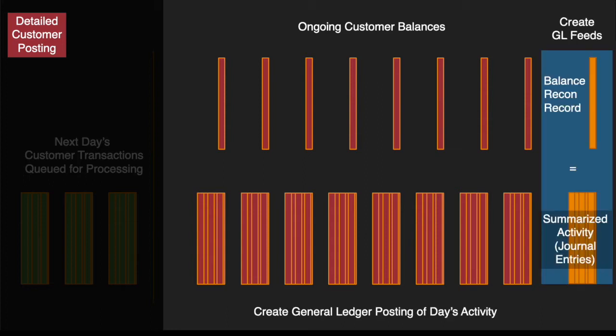In order to connect to a lot of my other videos, it may be helpful to understand that at that same time, typically, the general ledger feeds are created as well, whereby the daily activity of customers is summarized to make journal entries, and often a control balance record is made stating what the total balances across all customers are for that same point in time.